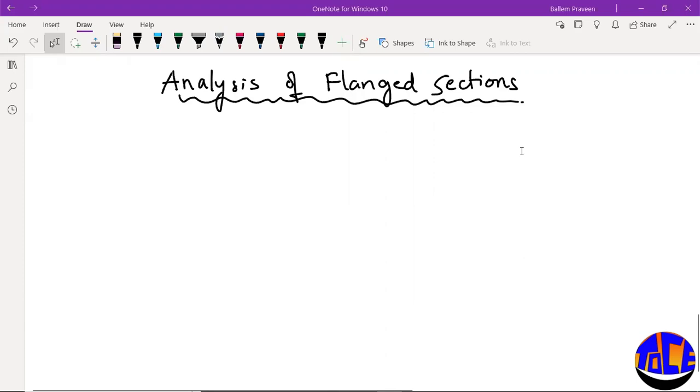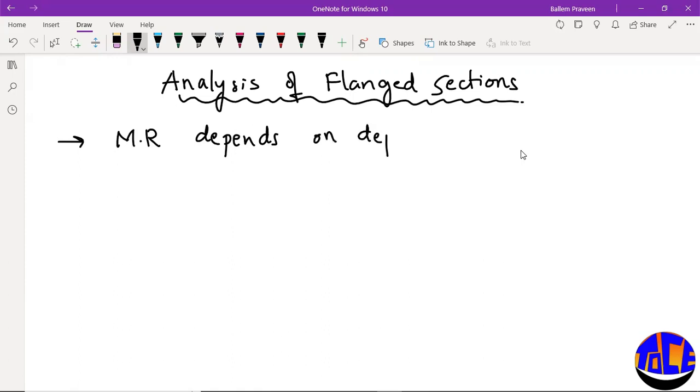Let us see how we can analyze flanged sections. Here we are going to find out the moment of resistance. The moment of resistance for a flanged section usually depends on the depth of neutral axis, that is, where the neutral axis is existing. Based on that, the analysis will change.